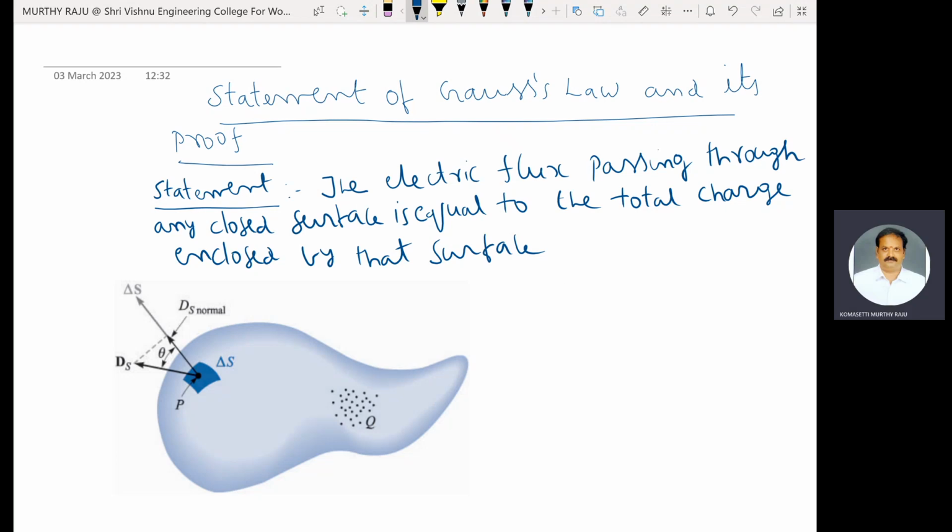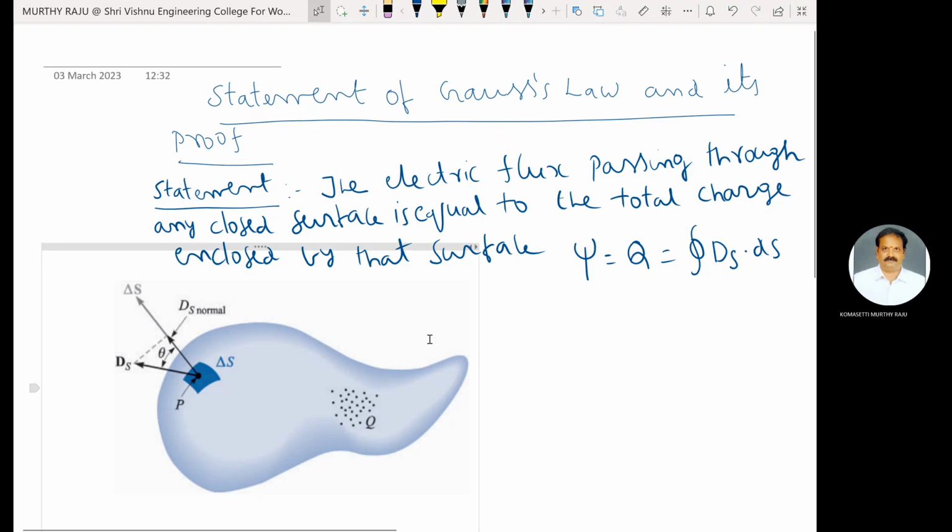In mathematical form, electric flux is represented by psi, which is equal to the total charge Q, which is equal to the integral of D dot dS. This is the mathematical representation.